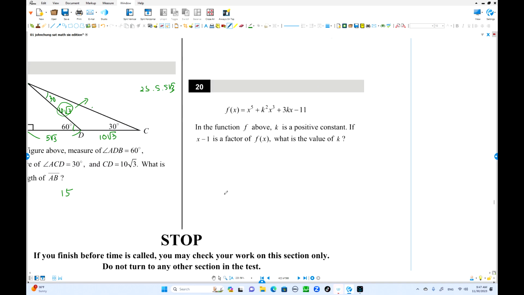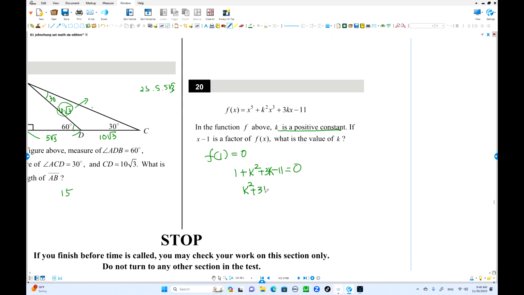Here is the number 20. x minus 1 is a factor of this one. That means when you put this number 1 there, it should be 0. That is a factor here. Put this number 1 there. 1 plus k squared, x is 1 plus 3k, and minus 11 equals 0. They're asking you to find the value of k, which is positive. So, okay, 3k, I forgot this one. So, you solve this one.